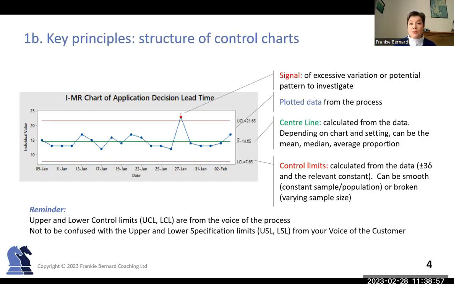And then finally, and probably most importantly, based on all this data and this calculation and the set of rules which the giants before us have defined, we can identify signals of excessive variation or unusual patterns, okay?